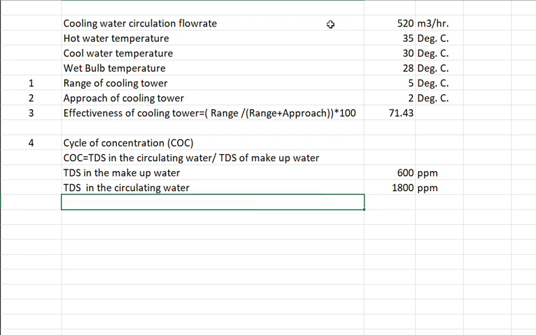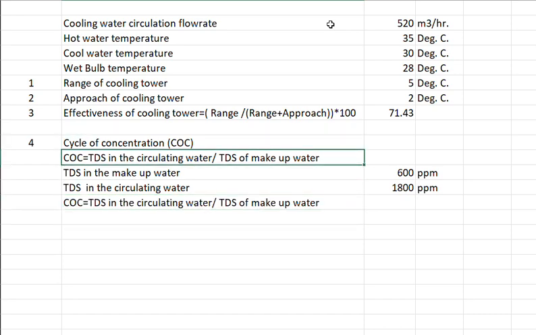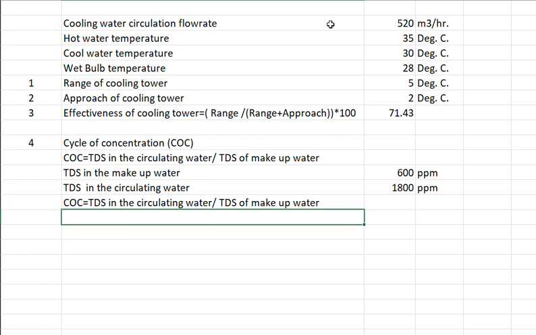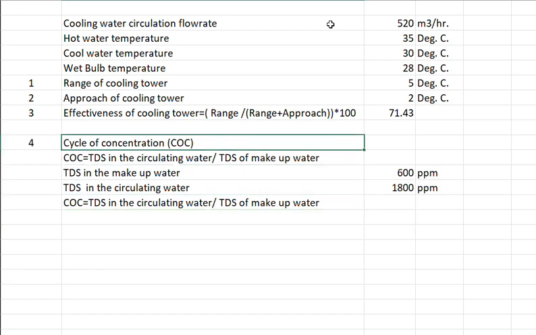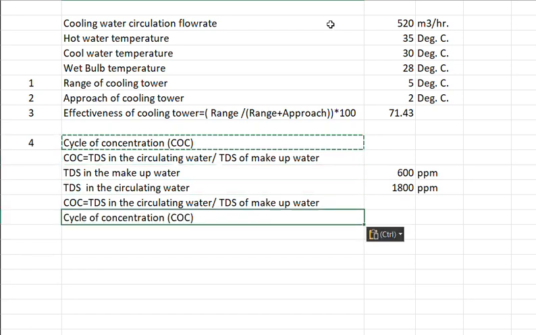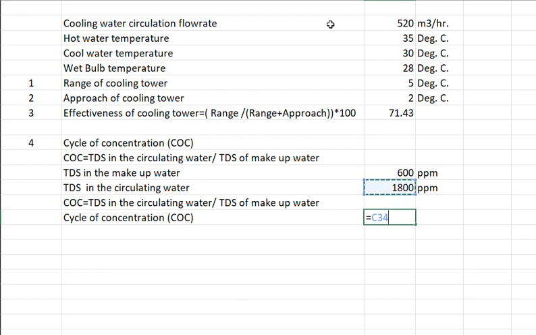Okay, so COC is the cycle of concentration for this particular cooling tower. We can calculate it simply from the TDS in the circulating water, and this gives the number of COC, maybe in the range of 3 to 4. So now we got the COC value, and that value is required to calculate the evaporation losses.